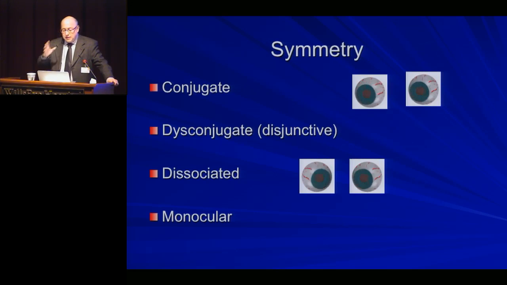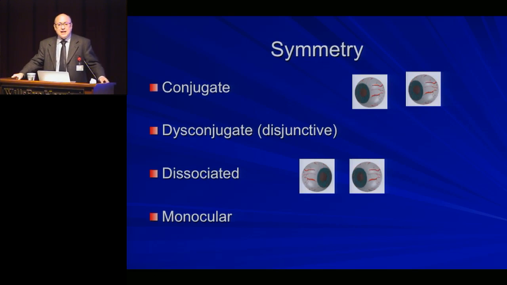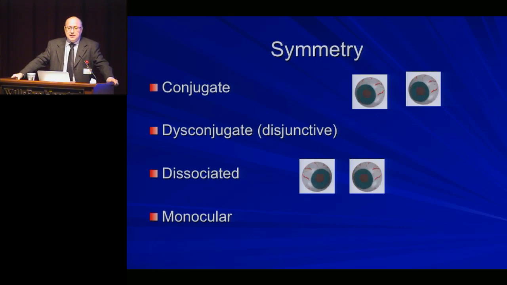When we define symmetry, we say it's either conjugate if both eyes are doing exactly the same kinds of movements, disconjugate if one eye is moving in a different way than the other, dissociated if they're going in opposite directions, or totally dissociated and asymmetric, and that would be monocular.